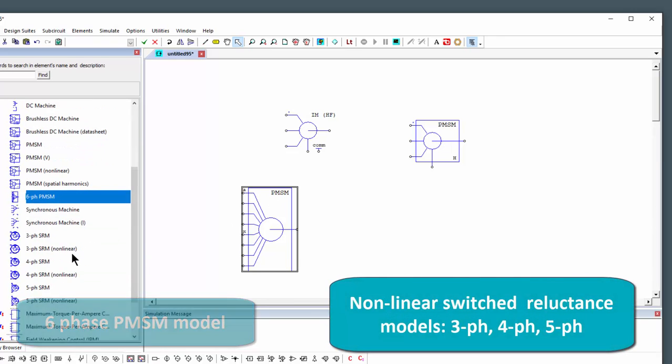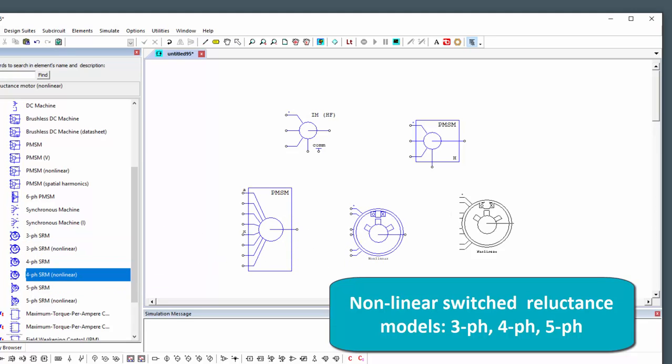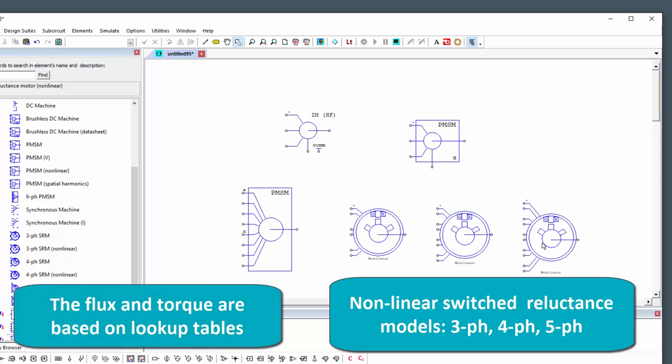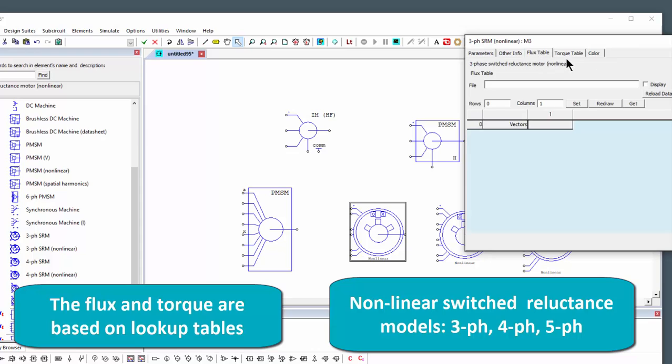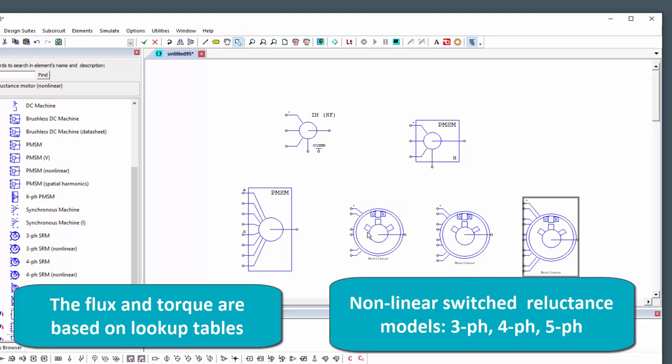And then the last one here are these three switch reluctance machine models that are now nonlinear. So complementing our existing SRM models, these ones now include flux and torque lookup tables so that you can model the nonlinear aspects of these.